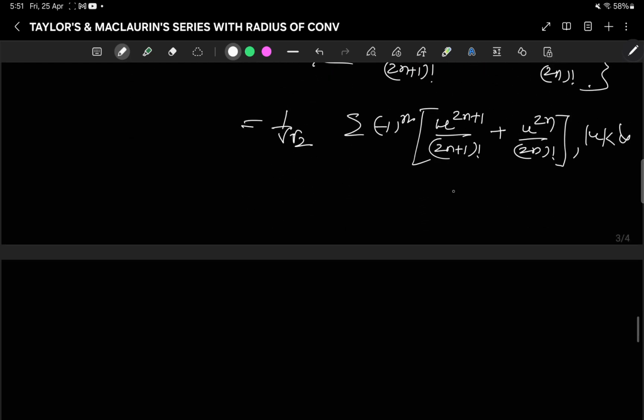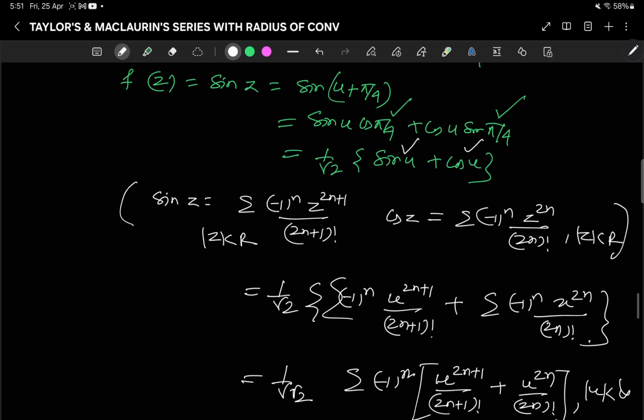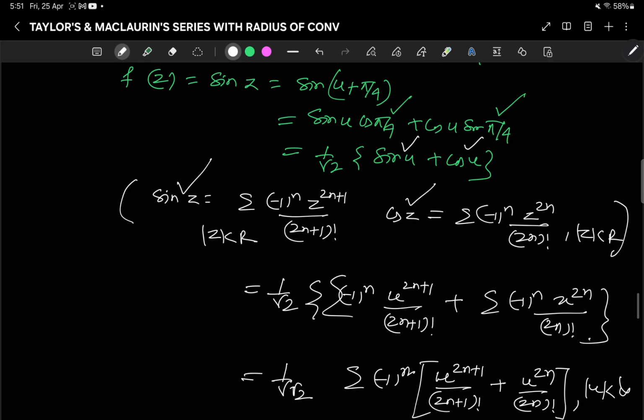Now we just substitute u equal to z minus pi by 4. So this is my answer. If I remember some standard power series expansions, Taylor series expansions, then it is quite easy. We can avoid the derivative. Now this Taylor series about the origin, if the center is the origin, is called a Maclaurin series.